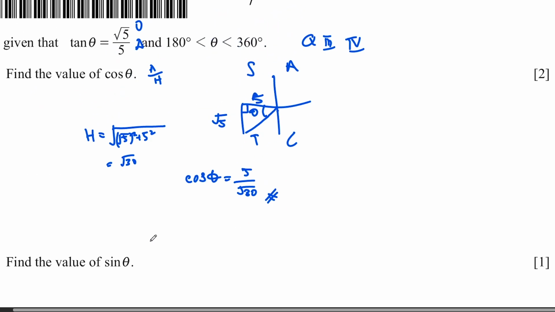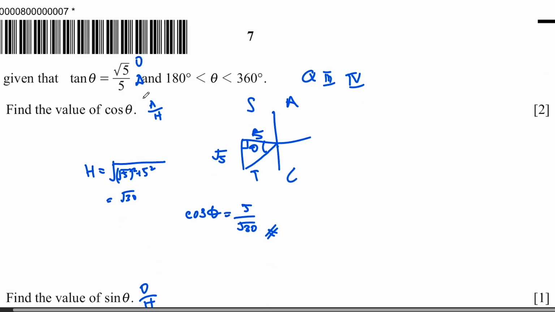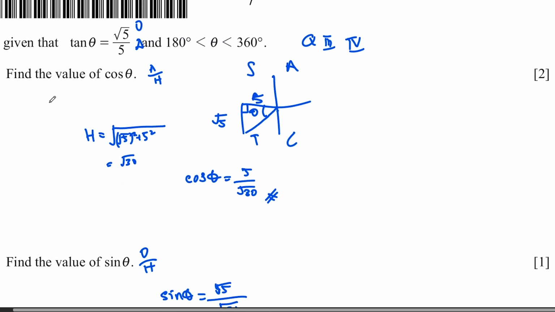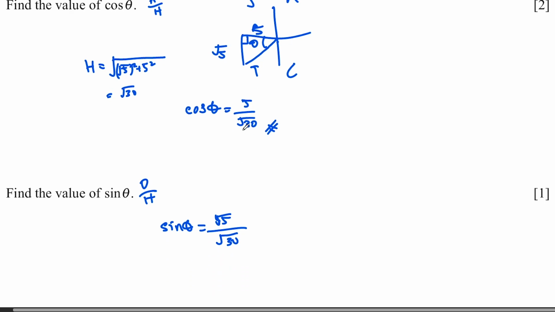Okay, for sine theta, similarly, we're going to take the opposite over the hypotenuse. So the opposite is square root 5, and then the hypotenuse will be the square root 30. Okay, you can just leave your values like that, since the question did not specify a specific form you should give your answer in. So you can just leave your answer in this form. It does not need to be rationalized.